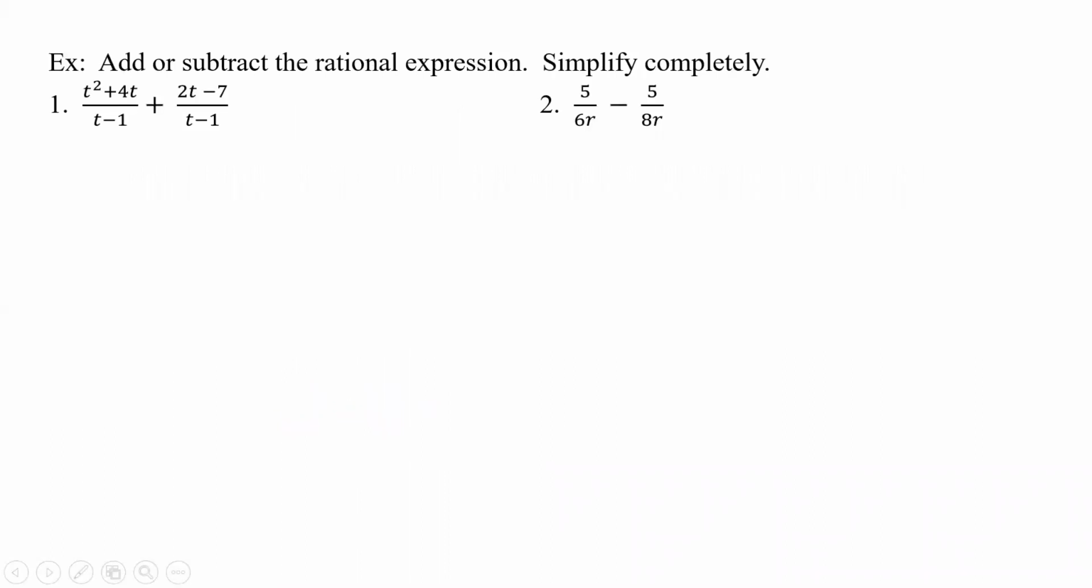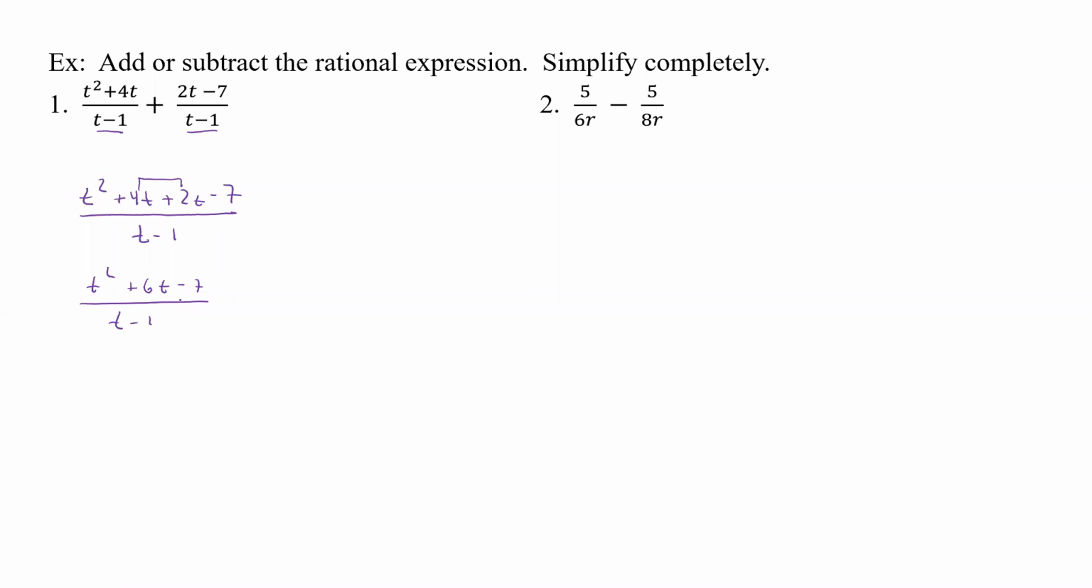So what we're going to do here is add or subtract the rational expressions as given and then simplify completely. Looking at our first one, we have t minus 1 and t minus 1. Those are both the same denominator, so we can just add the numerators. That gives us t squared plus 4t plus 2t minus 7 all over t minus 1. Those add together and we get t squared plus 6t minus 7 all over t minus 1.